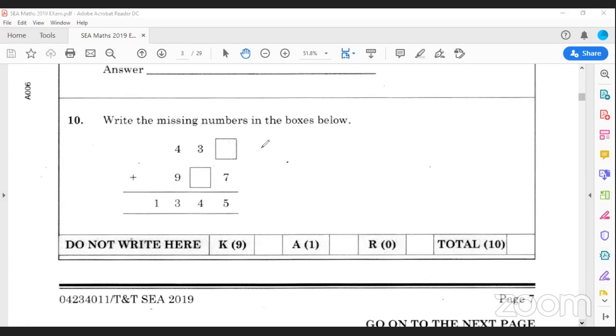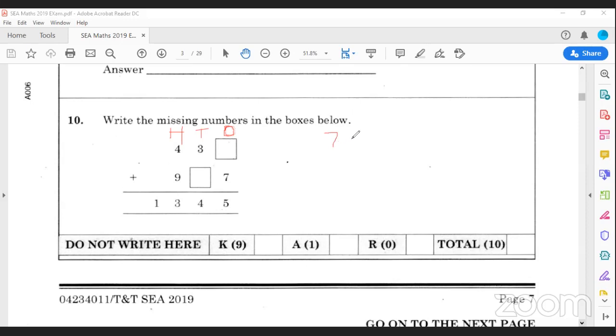All right, so I'm going to label it up. I'm going to write ones, tens, and hundreds. So under the ones column, I have to ask myself what number has to be added to 7 to give me a digit that ends in 5. Now 7 plus 7 is going to give me what? 14. But 7 plus 8 is going to give me what? 15. Isn't that so? So that's what we're asking ourselves.